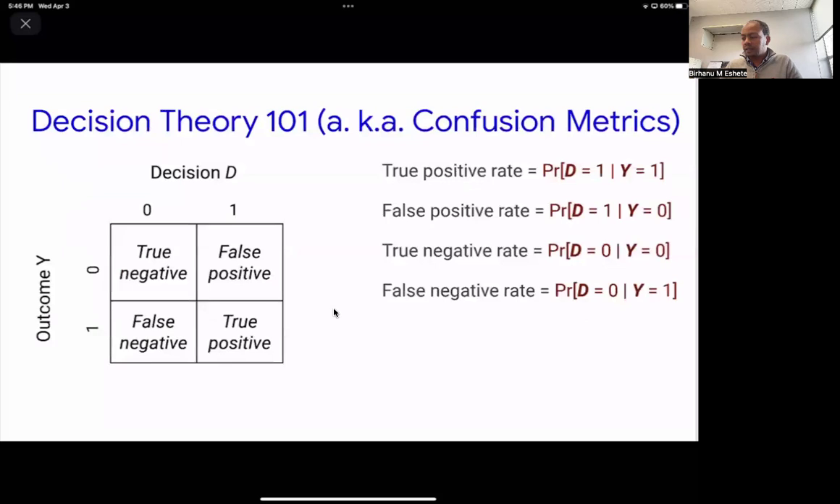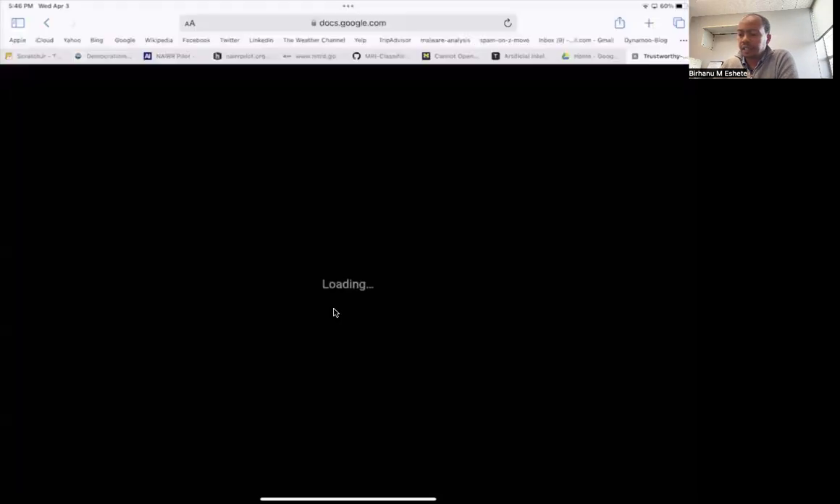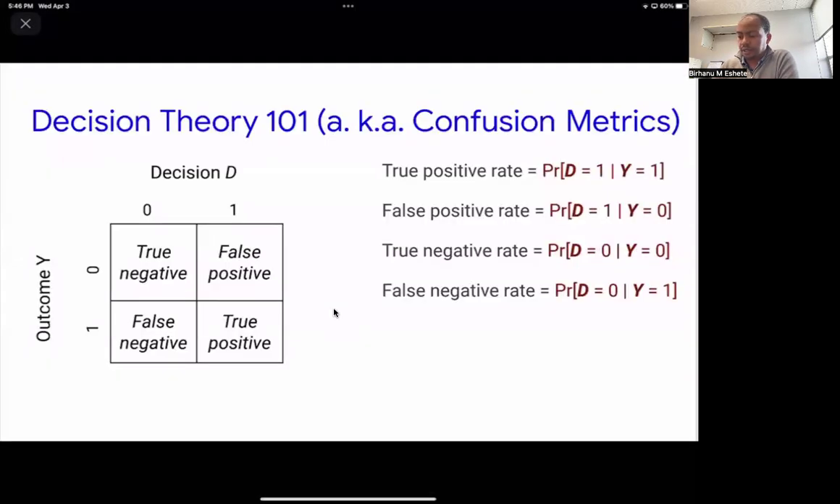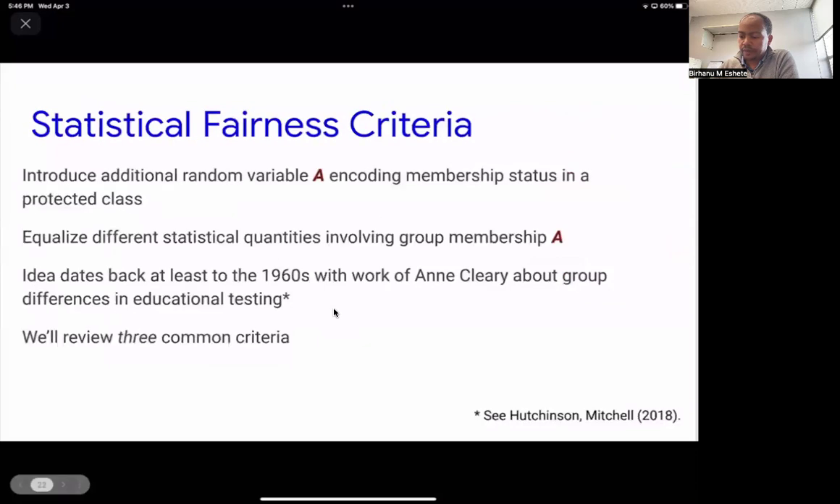Another background that we need to streamline the discussion that follows is this idea of decision theory, or the confusion matrix. The confusion matrix is familiar in the space of anomaly detection, or evaluating machine learning models' effectiveness. So what we have is the outcome Y over here.